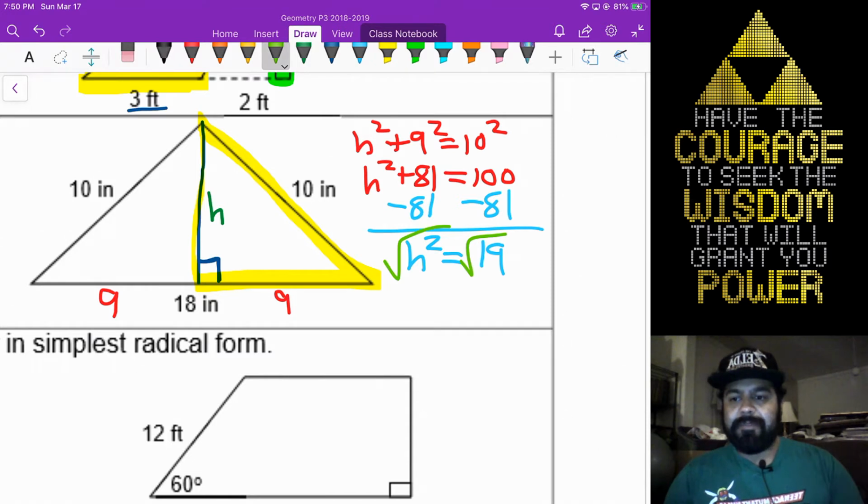So h is going to just be the square root. Why is my pen not working? There we go. Square root of 19.